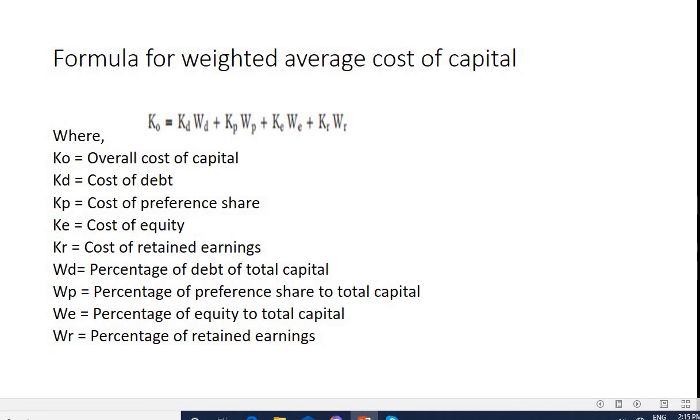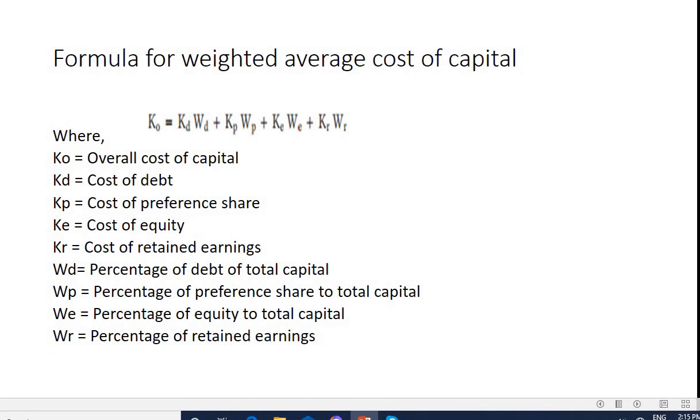So what is the formula for weighted average cost of capital? The formula, in simple terms, is: weighted average cost of capital equals KD into WD. KD means the cost of debt, into WD, the percentage of debt in total capital. What is the percentage of debt in total capital? If total capital is 100, how much is debt?